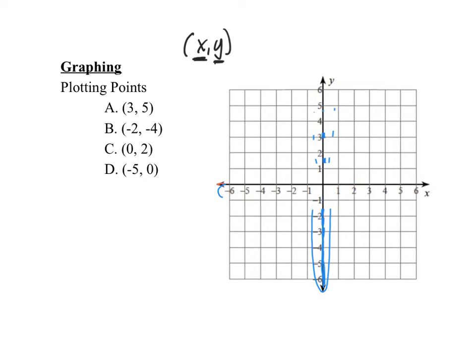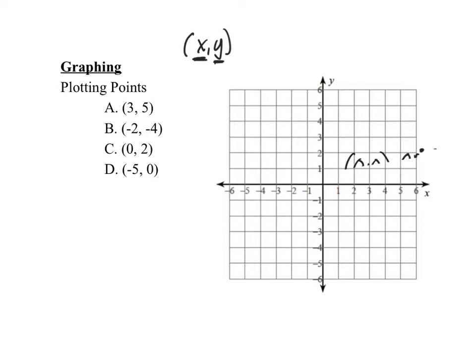The point that's directly in the middle of the graph is called the origin. And that is right here. The coordinates of that point are 0, 0, because it's 0 on the x-axis and it's 0 on the y-axis. So that is called the origin. That's how you spell it. So let's graph these first 4 points.